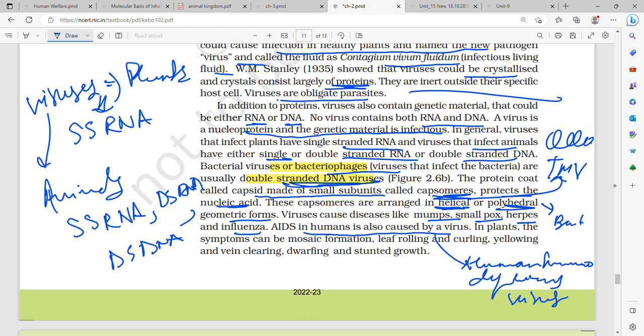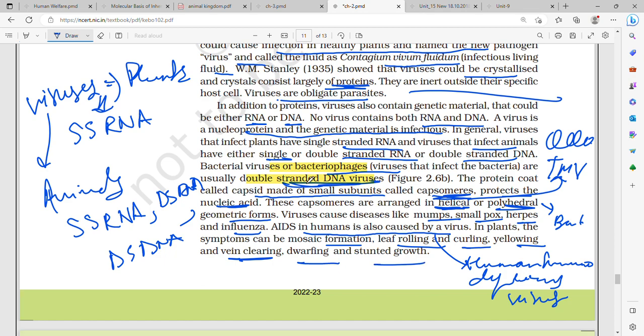Then in plants, the symptoms can be mosaic formation, leaf rolling, curling, yellowing, yellow mosaic virus, vein clearing, dwarfing, stunted growth.